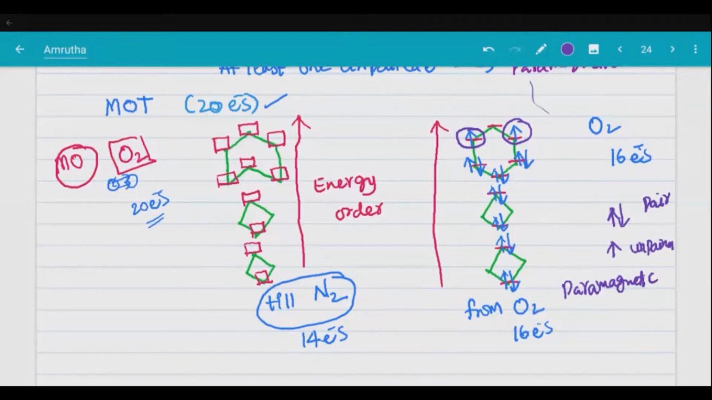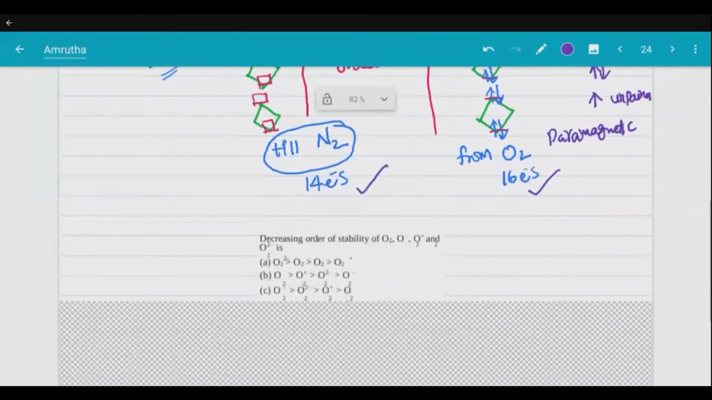You got this trick, right? For 14 electrons, one diagram. From 16 electrons, another diagram. These two diagrams you should know. Right, let us move on to the next question now.